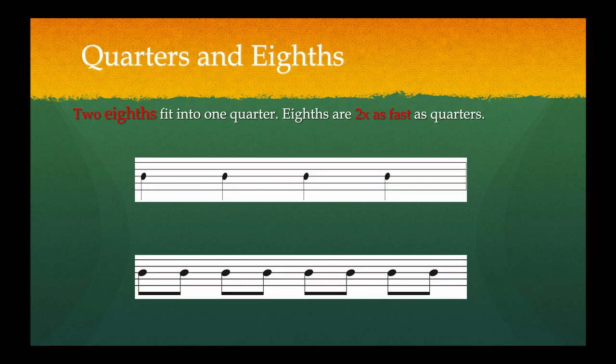Now let's look at that concept of notes fitting into each other. So 2 8ths fit into 1 quarter. That means that 8ths are twice as fast as quarters. If you look at the example here, you'll see that we only have 4 quarter notes, but we have 8 8th notes that have to fit into the same amount of space. And when we add the counting and the plus signs, it becomes a little more obvious. 1 and 2 and 3 and 4 and.